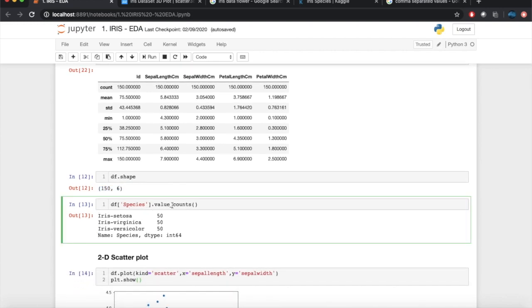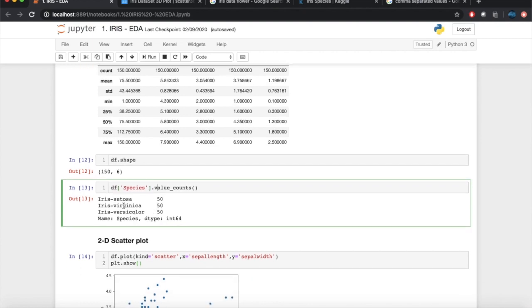Next step is df species dot value counts. I want to know how many different species there are, like how many flowers there are for setosa, how many for virginica, and how many for versicolor. So I use a simple function, df bracket species dot value counts. It gives us a count of all the different classes of flower: Iris setosa is 50, virginica is 50, and versicolor is 50. Okay, so we see it is a well balanced data set because all the different species are divided equally, 50-50-50. So it is a well balanced and structured data set.